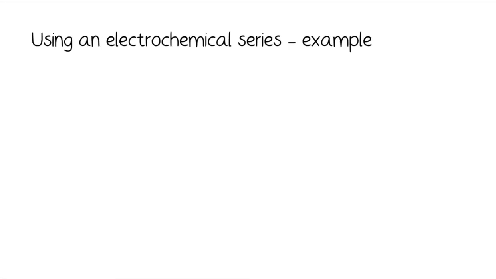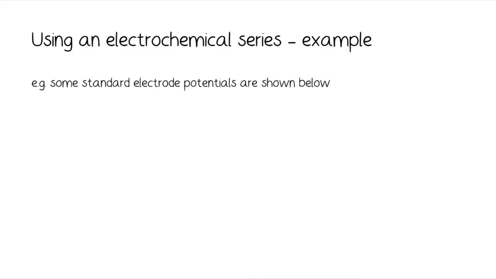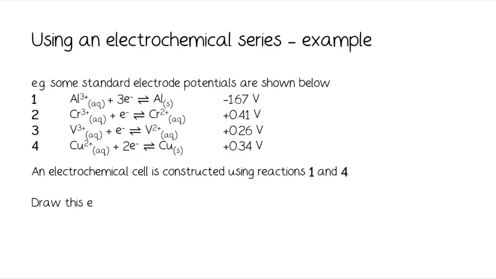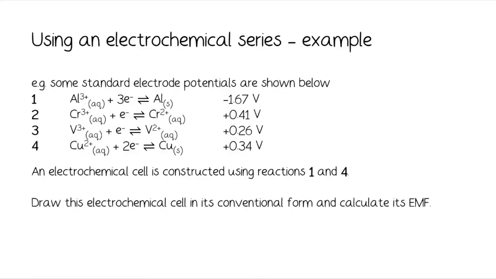Let's try an example. Some electrode standard potentials are shown below. I'm not even going to read all of these out. Here you go, enjoy. All right, so we've got 4 of them. An electrochemical cell is constructed using reactions 1 to 4. Draw this electrochemical cell in its conventional form and calculate its EMF. So I'll just let you have a go. Press play when you want to see the solution.